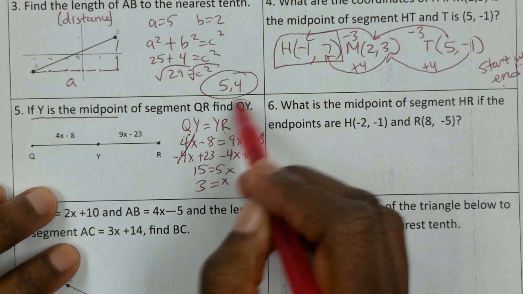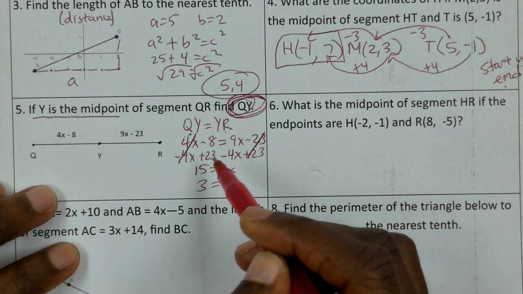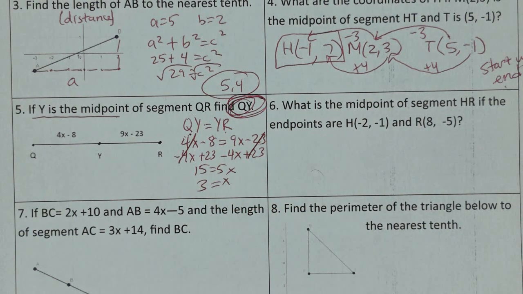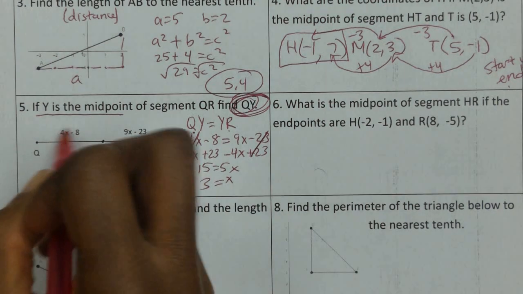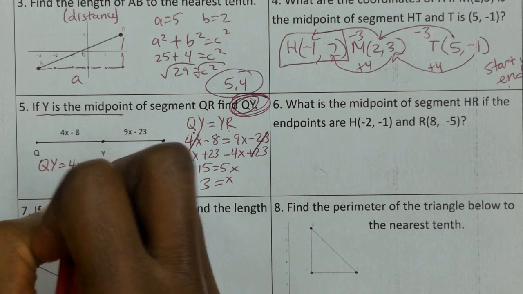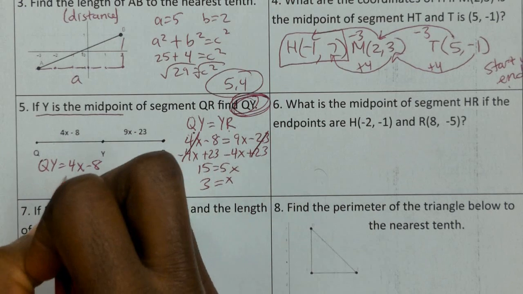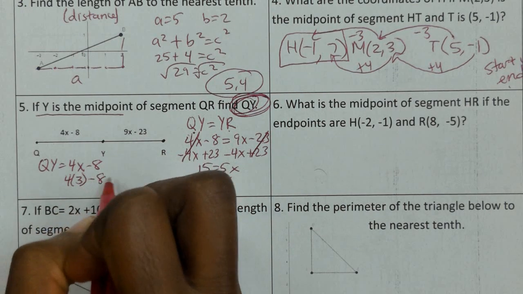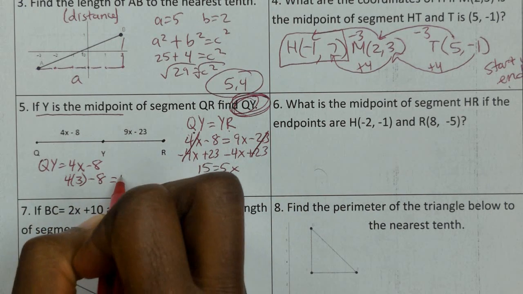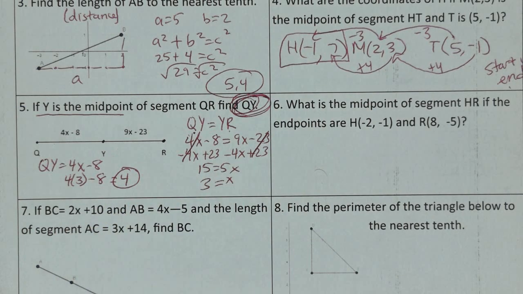And we want to find QR. So don't stop when you get an x. You have to make sure you answer. Sorry, we want to find QY. So we want to find out what this is. Well, QY is equal to 4x minus 8. But we know x, so we can plug in x of 3 and evaluate. So 12 minus 8 is going to give us 4. So our answer for the problem is 4, not 3.